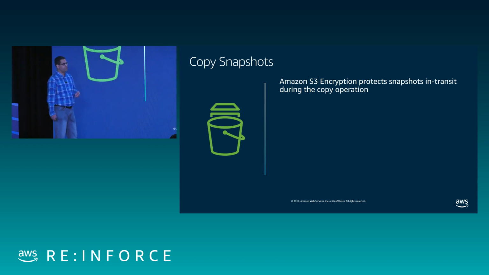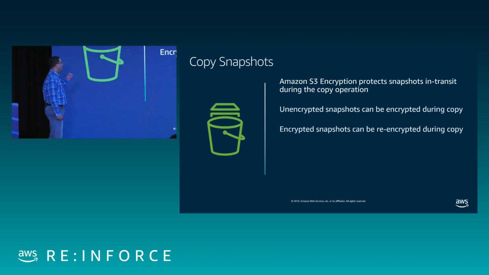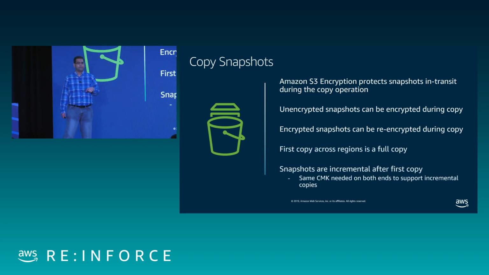Things to remember while copying. Well, S3 encryption protects snapshots in transit during a copy operation. Independent of whether the snapshot is encrypted or not, S3 encryption will protect snapshots in transit during the copy operation. Unencrypted snapshots can be encrypted during the copy. Encrypted snapshots can be re-encrypted during the copy, right?